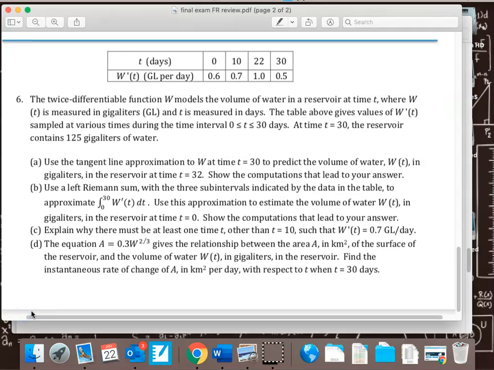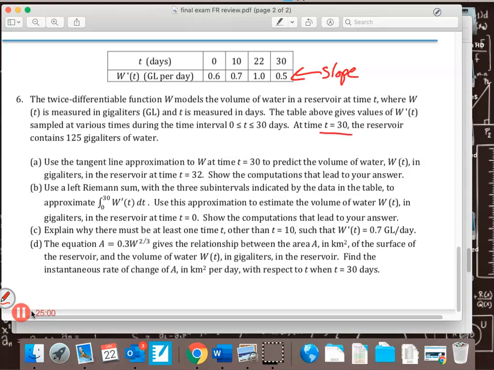Use tangent line approximation at t equals 30. What do you think's needed for a tangent line? Point and slope. The point, where do we get the point from? Is that the 30, 0.5? No, it's the t. 31.25. Oh, what's this 0.5? That's the slope. That's the slope. Because that's your W prime, right? Okay. So that's your slope.